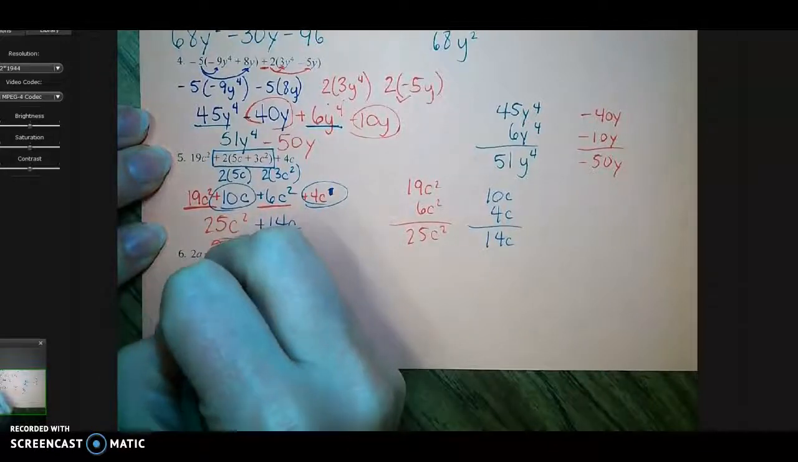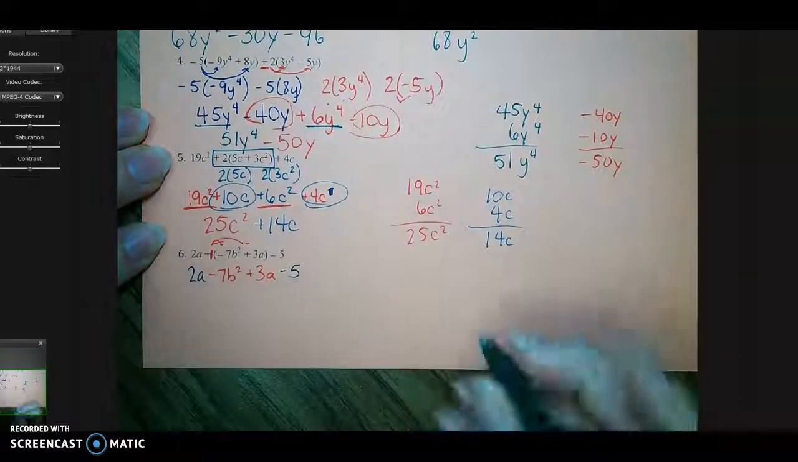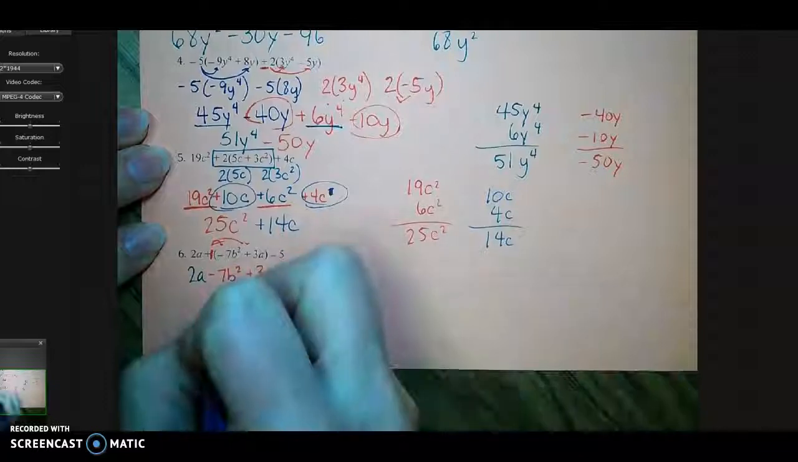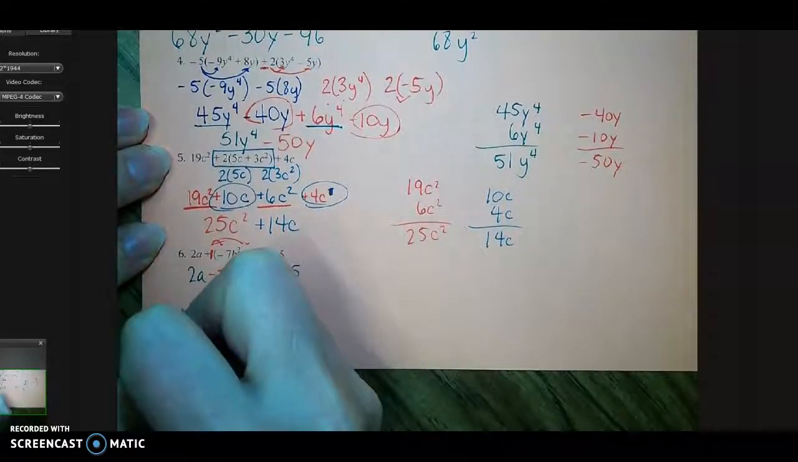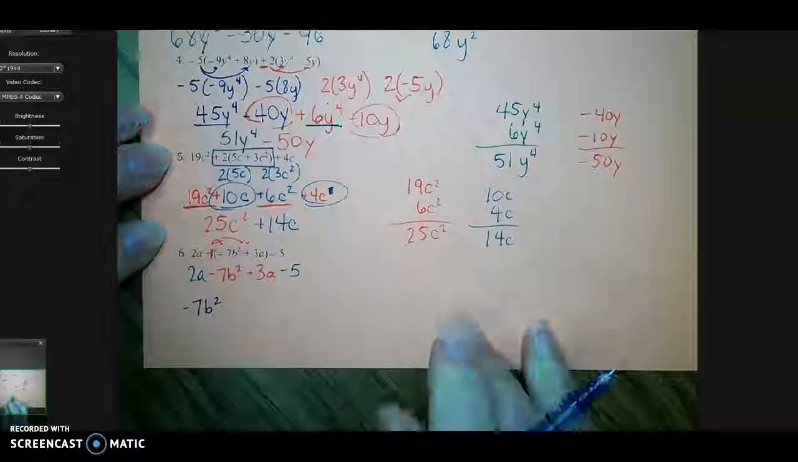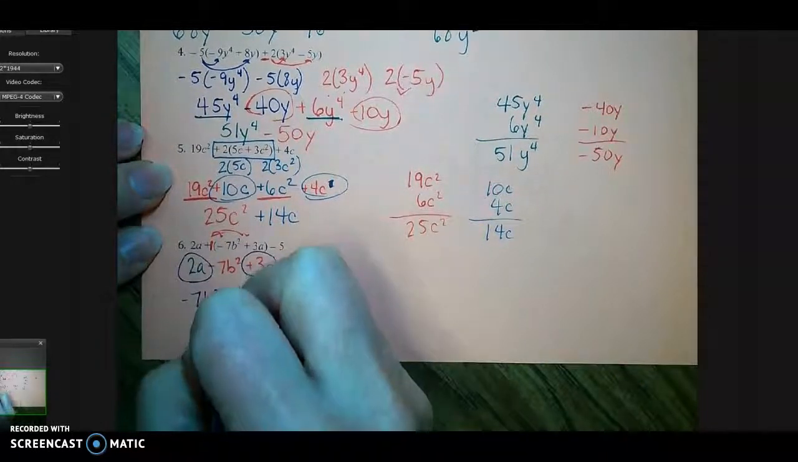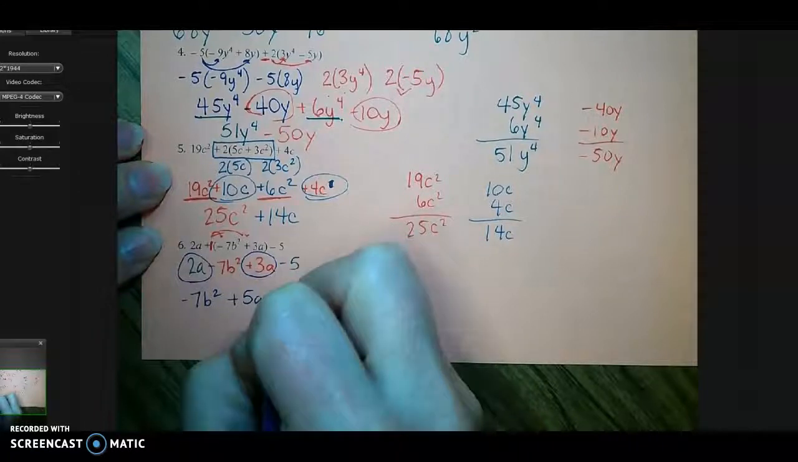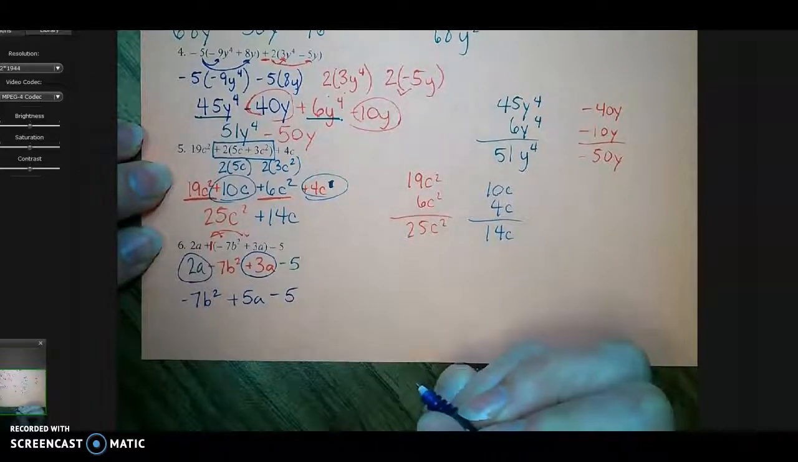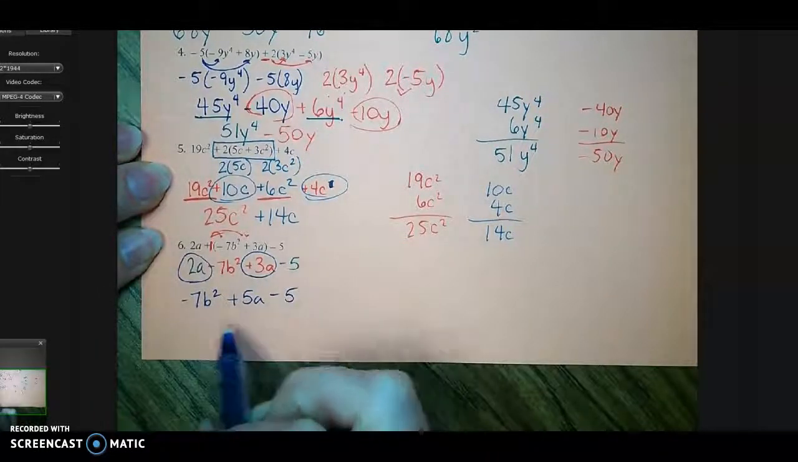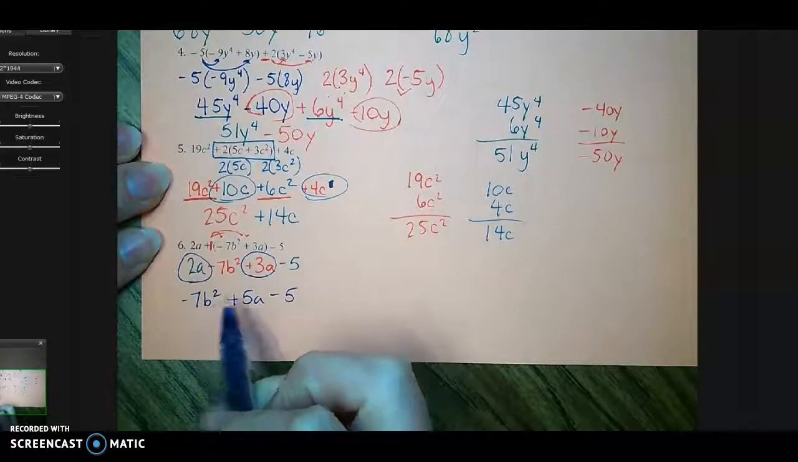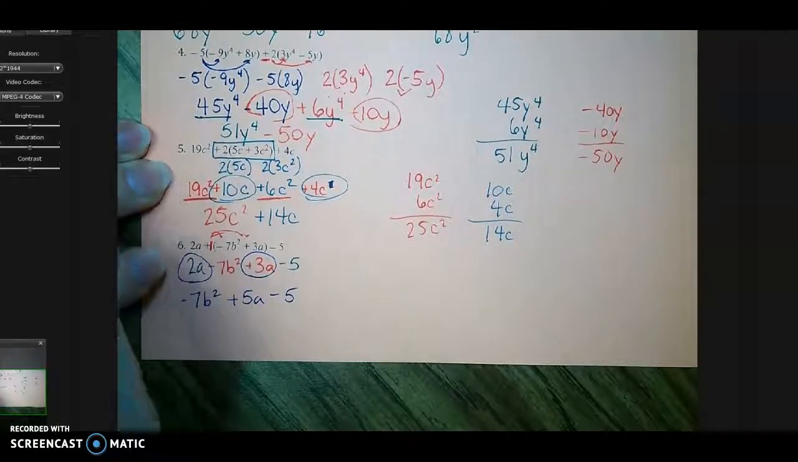I then had a 2a up here and a minus 5 in the back. I only have one b squared term, and it is negative 7b squared. I do have a 2a and a 3a, so plus 5a, and then minus 5. Now, you would think alphabetically that a should be in front, but because the b is squared and it's to a higher power, it's going to take precedence and go in the front.